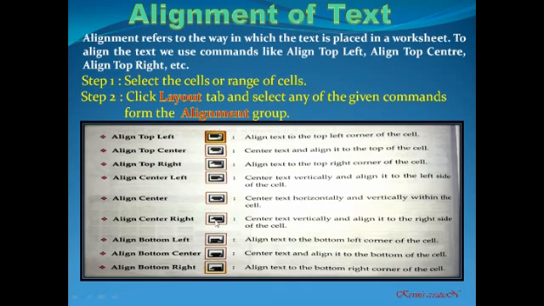Align center right, so it will be in the center position but towards the right. Align bottom left, now the text has come down, so it has come to the left lower corner. Align bottom center, it is at the bottom but the text is in the center. Align bottom right, so it has gone to the right lower corner. So this is called alignment of text. Now I'll be showing you in practical how all these things are done.